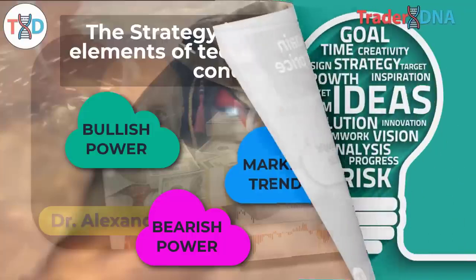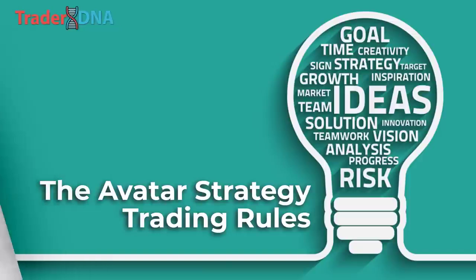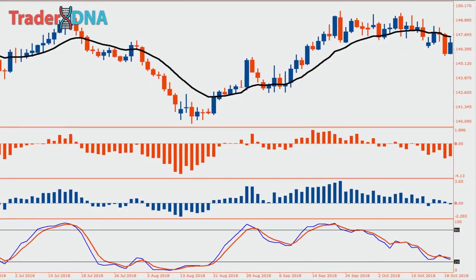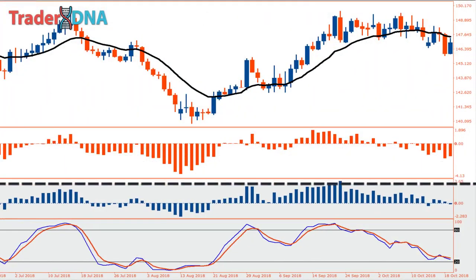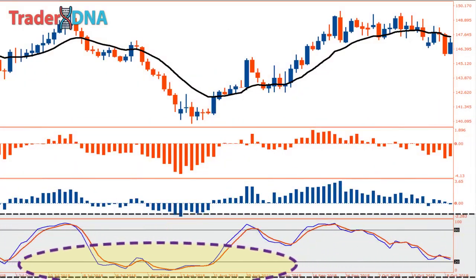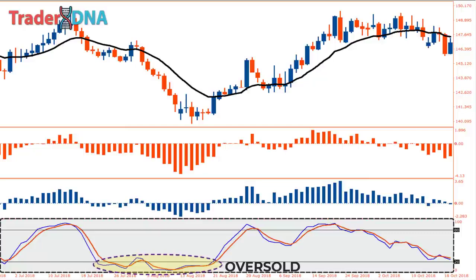The Avatar Strategy Trading Rules. Since the Avatar trading strategy functions to pinpoint the most profitable market entry timings as determined by the Elder Ray Trading Strategy, traders only need to add the stochastic oscillator to identify Elder Ray signals in the overbought and oversold areas. Thus, if market price movements are in the oversold area, traders simply await the buy signal generated by the Elder Ray strategy. Conversely, if market price movements are in the overbought area, traders only need to wait for the sell signal generated by the Elder Ray strategy.